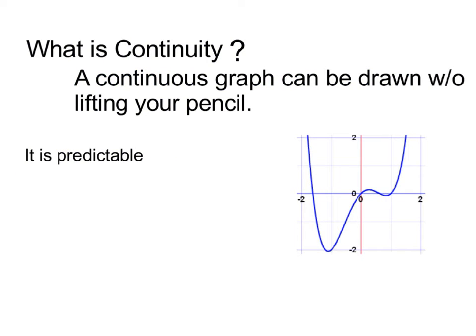So what is continuity? Well, as you can see on this diagram, a continuous graph can be drawn without lifting your pencil. It's very predictable. So in this particular graph, you can see that as I follow the ball around, I can continue on in both directions infinitely. There are no jumps, no asymptotes, no holes. So that is a continuous function, and it's very predictable.